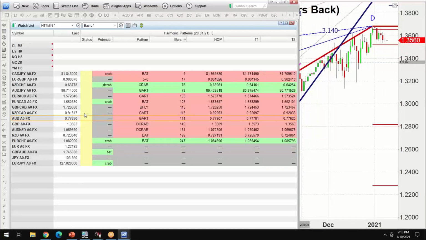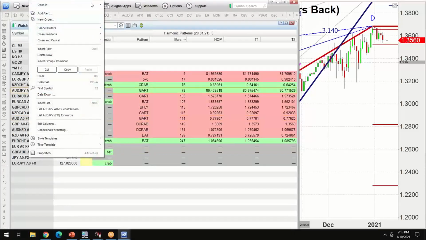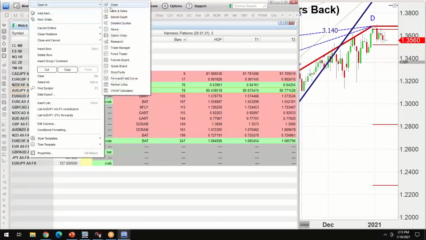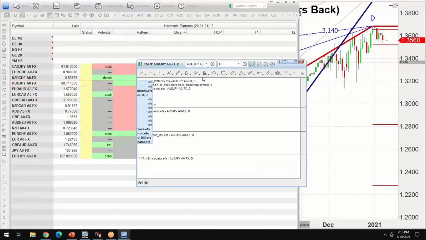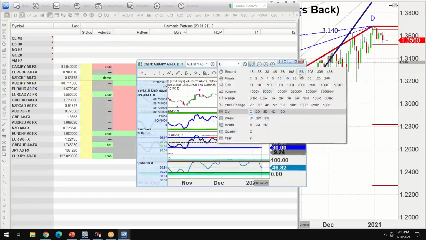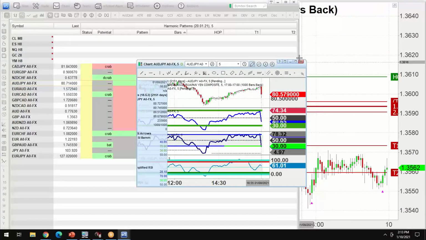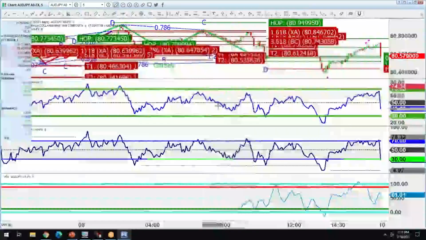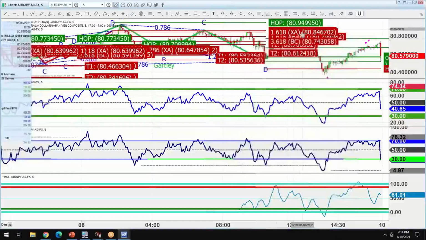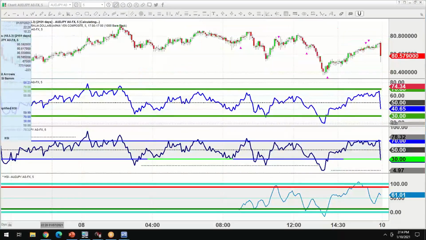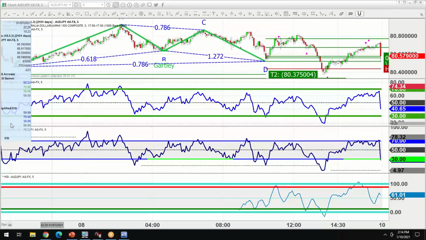We've got a crab, deep crab, Gartley here on the Aussie yen on a 5 minute. That's 78 bars ago. Let's see what happened there. I'm on the fly with this, but let's just see. Go to the 5 minute. And that was 78 bars ago. Okay, so let me clean this up and we can take a look at it. That was a Gartley 78 bars ago.